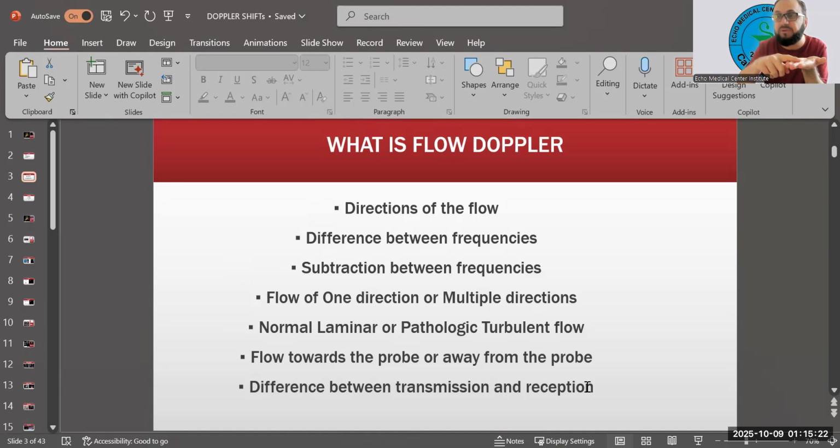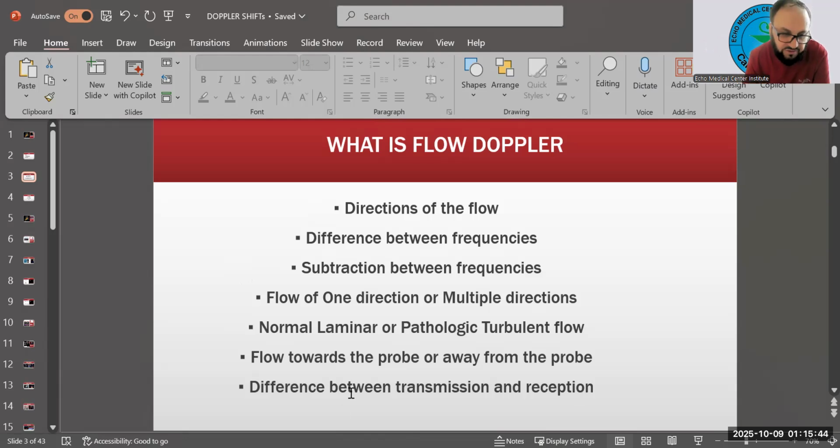For example, with the 7 megahertz transducer you're using, you may get back more than 7 megahertz, or you may get less than 7 megahertz back, like maybe 6.999 megahertz. Or you get more reflection, like you're using 7 megahertz, but you get 7.001 megahertz back.